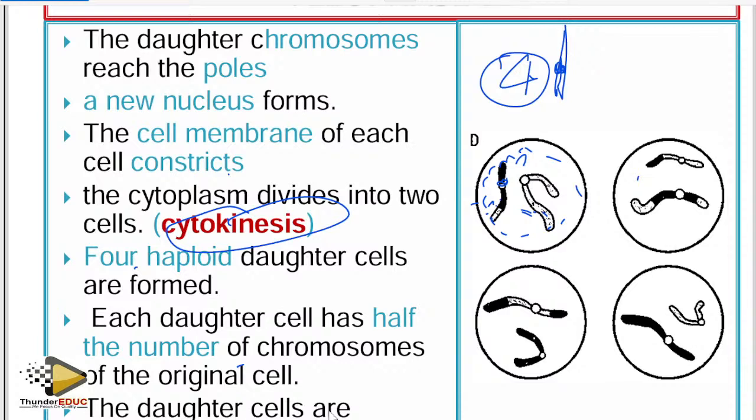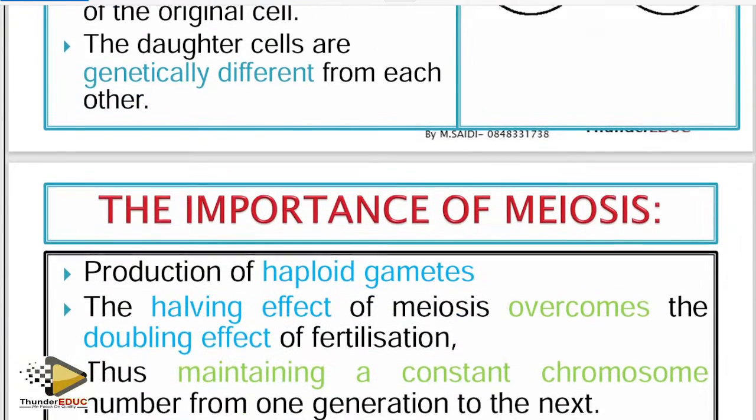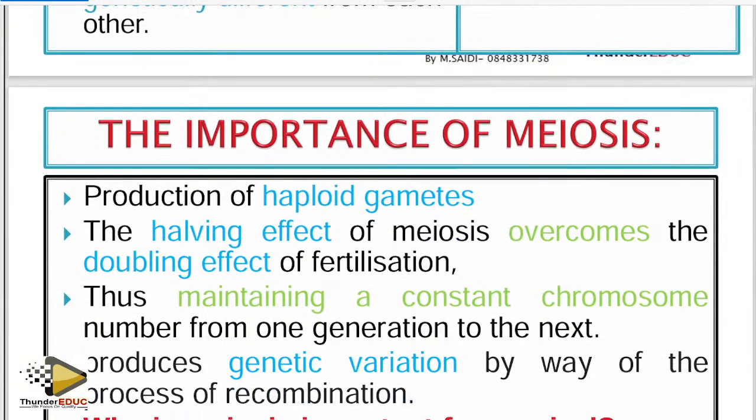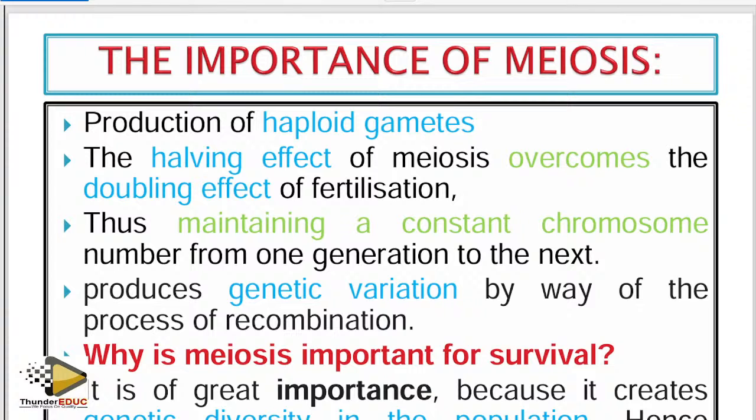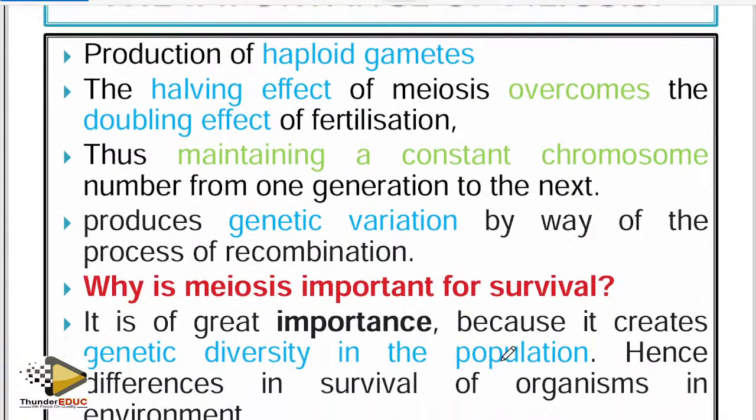The daughter cells are genetically different. Why are they genetically different? It's because of the variations which took place. We're going to look at variation in detail, because of the crossing over which took place.